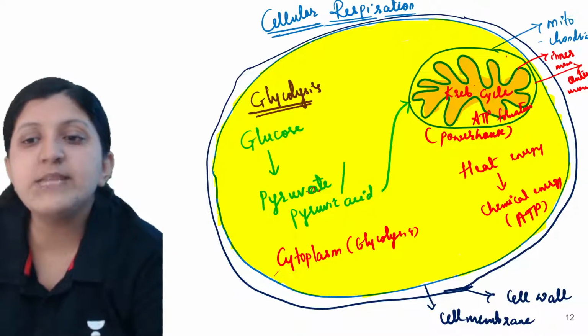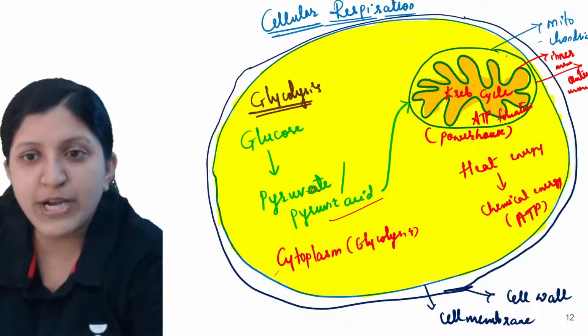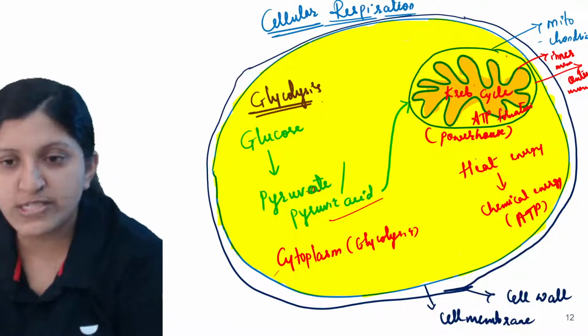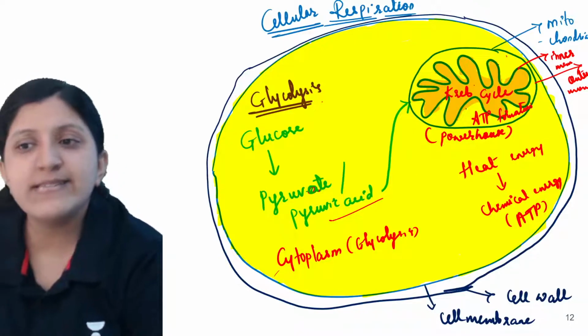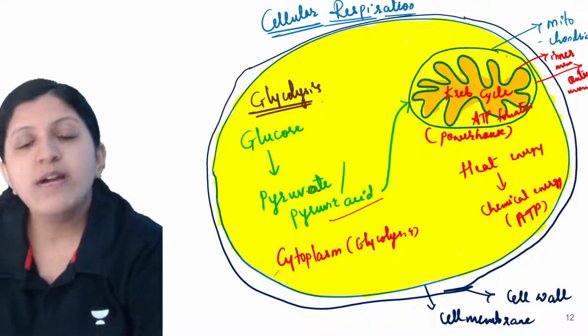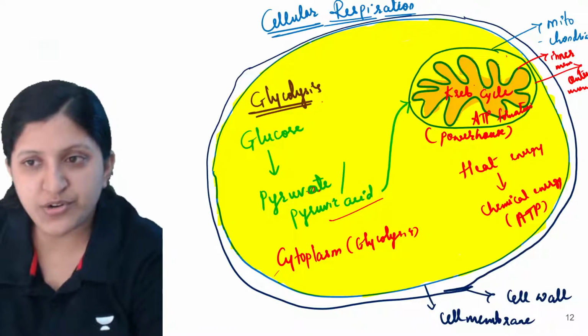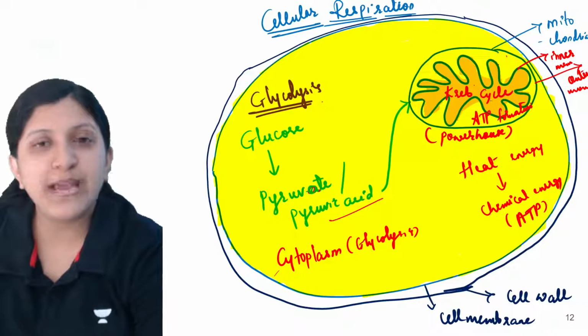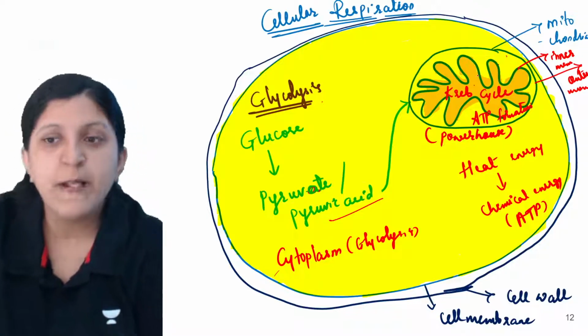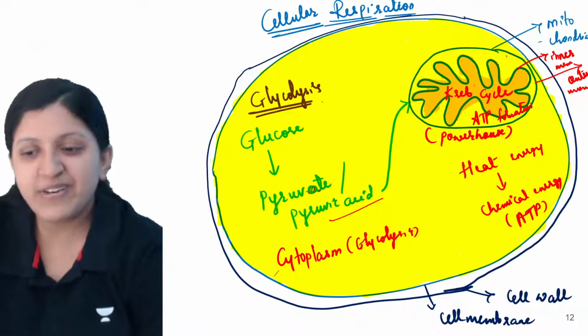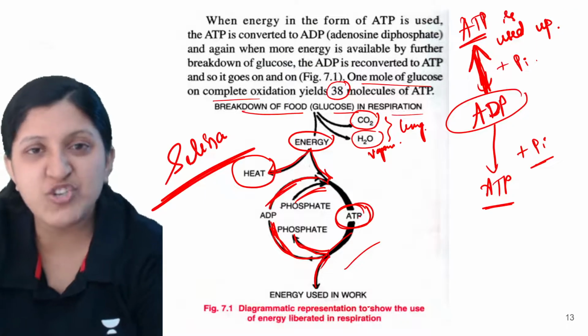So the pyruvic acid, which is produced by the glycolysis process, is converted there into carbon dioxide and water, and ATP is generated. Hence we call the mitochondria a powerhouse, because a lot of power is generated there, that is, the energy currency ATP.